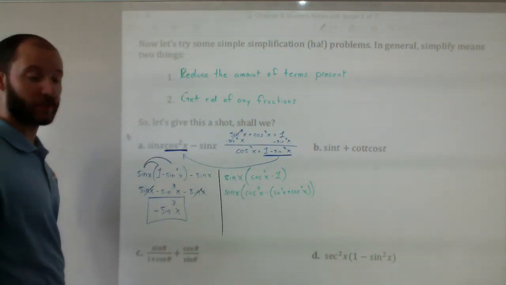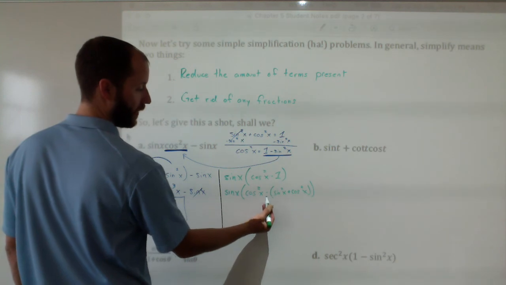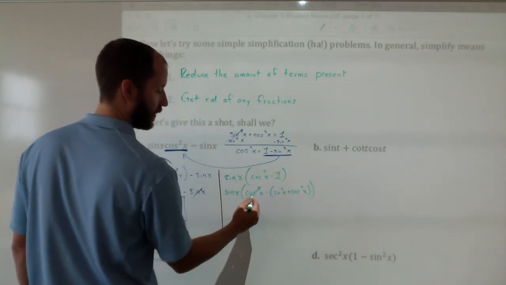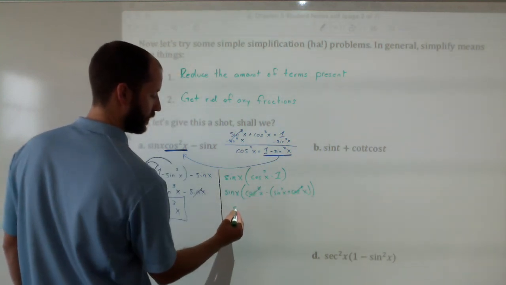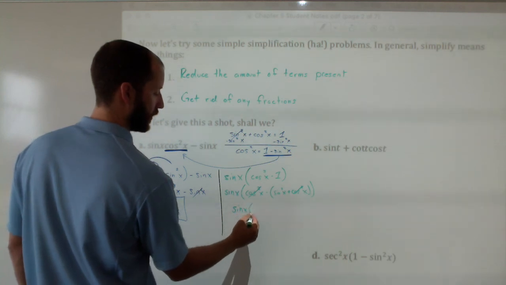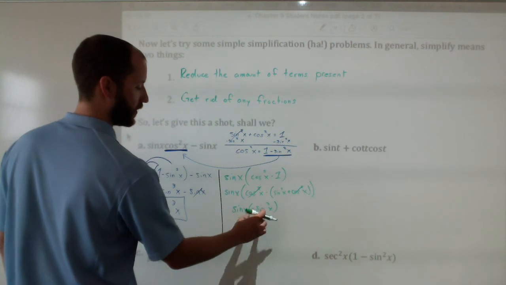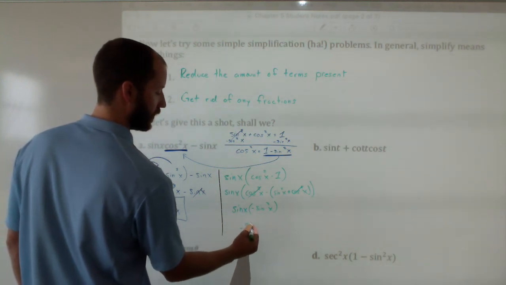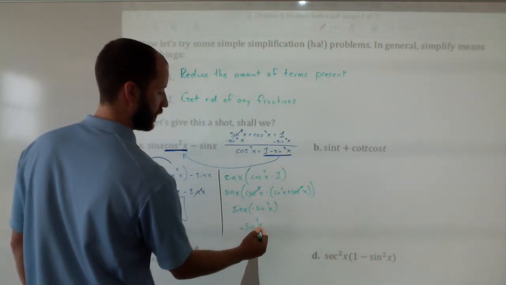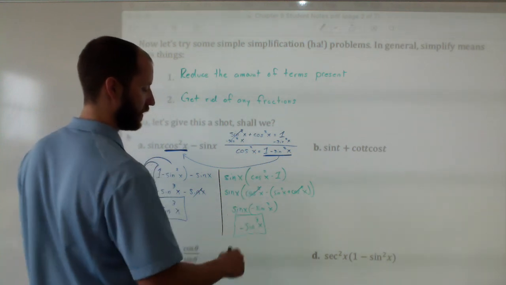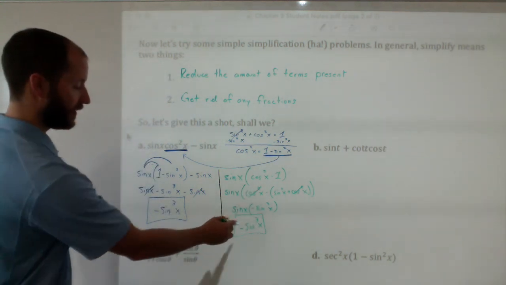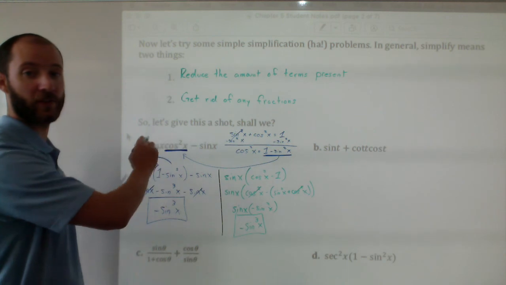Well, when I look at this result, I see cosine squared minus cosine squared. Those cancel out. That leaves me with sine of x, negative sine squared of x. When I put those together, I get negative sine cubed. Same answer, 2 different ways to do it.